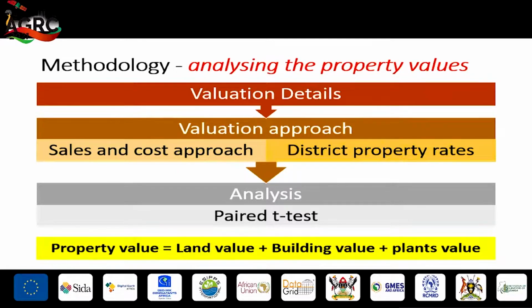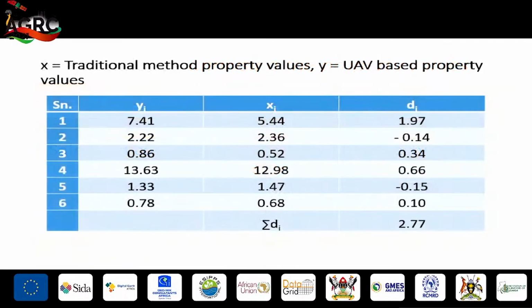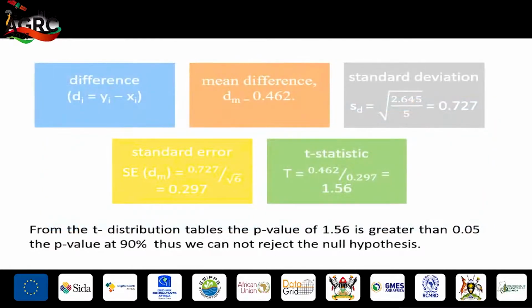The district property rates are where we got the rate for the crops. And then we used the paired t-test to conclude on our hypothesis. The property value is equal to the land value plus the building value plus the plants' value. Those are the findings, like the value of the different properties that we looked at. This is the whole method or process of using the paired t-test.